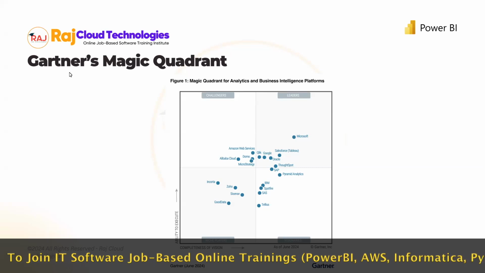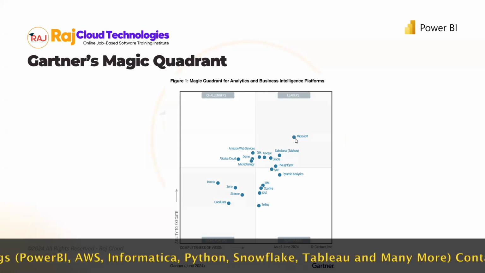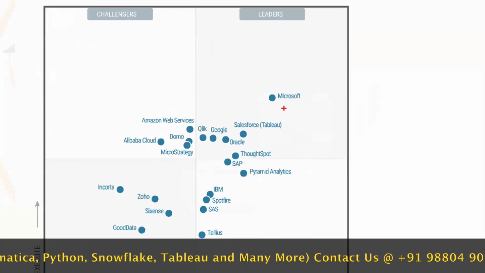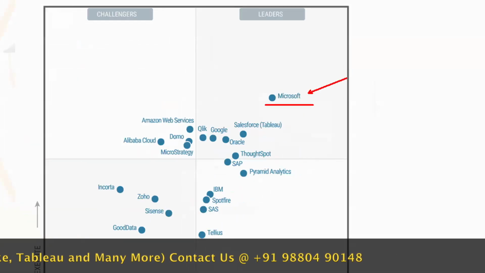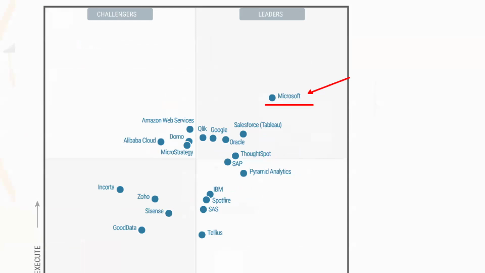Okay, so Gartner's Magic Quadrant, this is what I'm looking at, and you can see that Microsoft Power BI is the leader in the market right now. This is one of the most in-demand tools. This is one of the most powerful tools in the market right now, followed by Tableau. Tableau has been acquired by Salesforce just recently. That's the second best tool in the market right now, followed by Qlik.